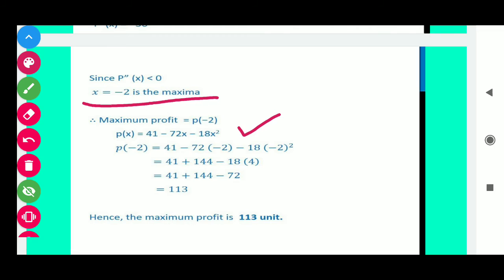So put x equals minus 2 in this function. By calculating, this is a very easy calculation, you can do it on your own, and here you will get the answer 113. Hence the maximum profit is 113 units.